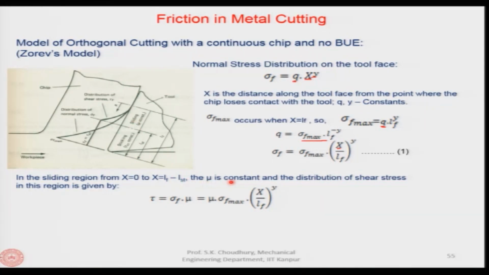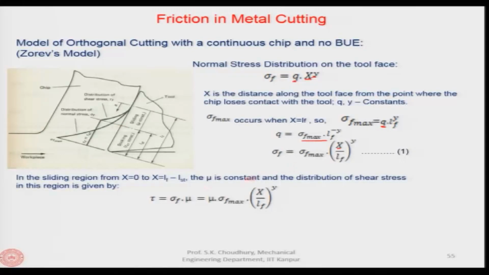In here the mu is constant because it is a sliding zone, and here the normal force is not very high, and therefore the real area of contact is not equal to the apparent area of contact, and the real area of contact remains less than the apparent area of contact. So, therefore, mu remains constant, and the distribution of shear stress in this region, this tau, can be written as the normal stress into mu.